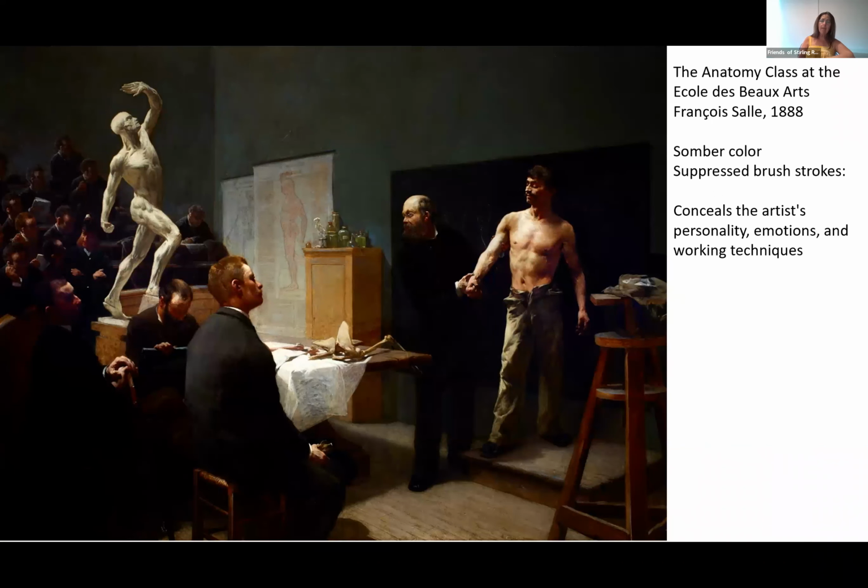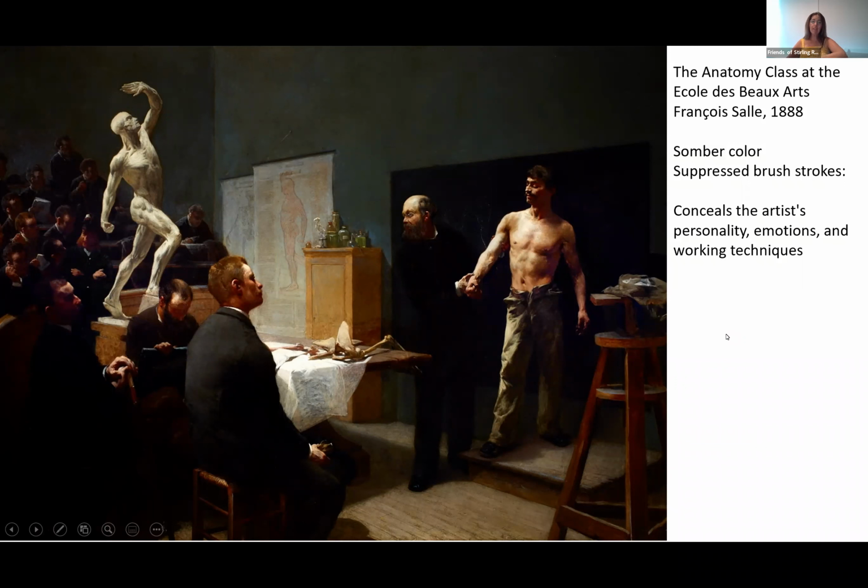And when we see an artist with the academic style, with all of the rules that he had learned, we see this painting by François Sales, another of those contemporary artists, the anatomy class at the École des Beaux-Arts. What you have here is a model. The painter or the artist, the teacher, is showing the muscles and the anatomy of the human body, the same as we see here in this sculpture. And all of the students are learning exactly that.